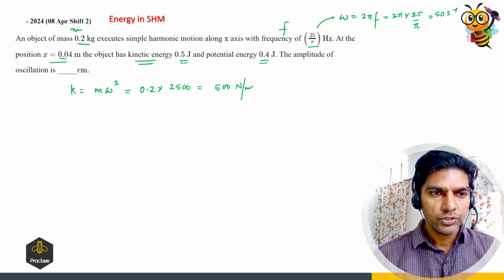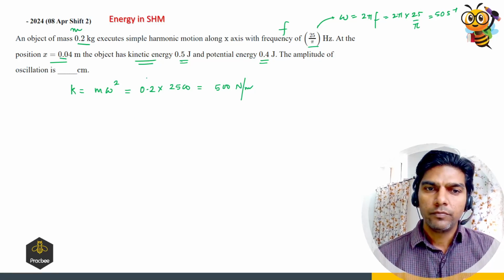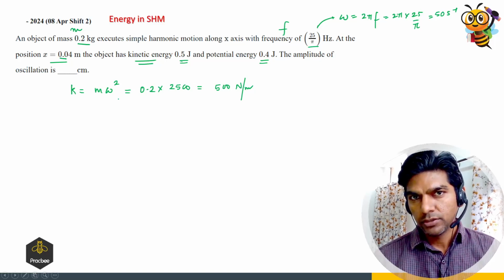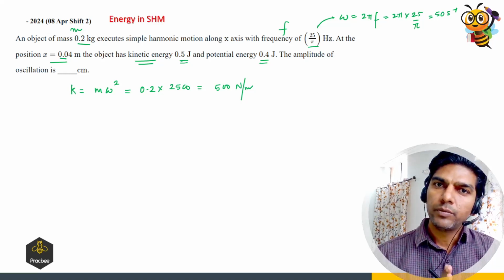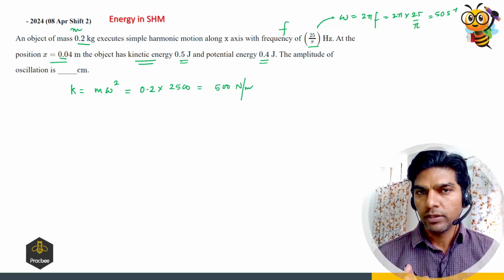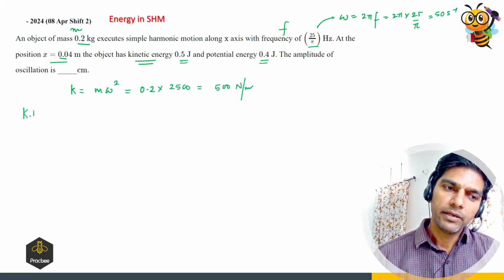So position is given and potential energy is given. Here we cannot use the formula of potential energy and mechanical energy as it is, because nothing is given about the initial potential energy of the particle. If at the mean position potential energy is 0, only in that case the three formulas are applicable, but the kinetic energy formula is applicable in any scenario.